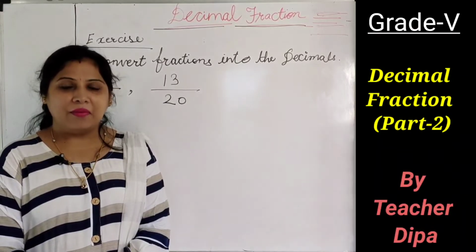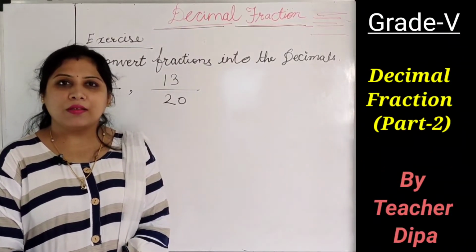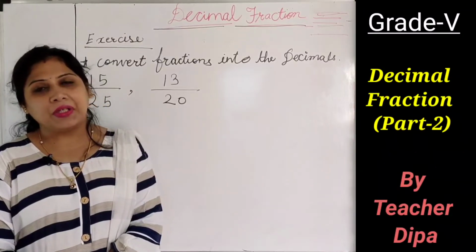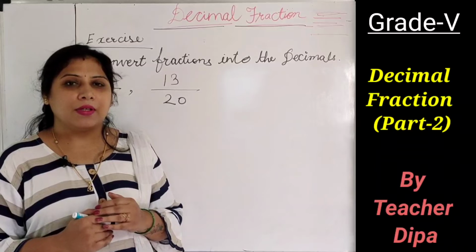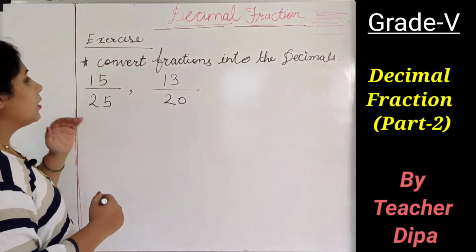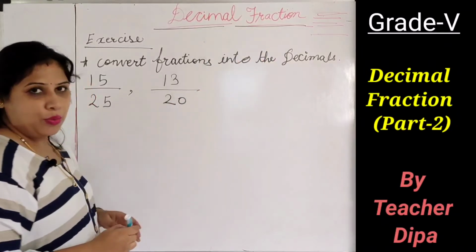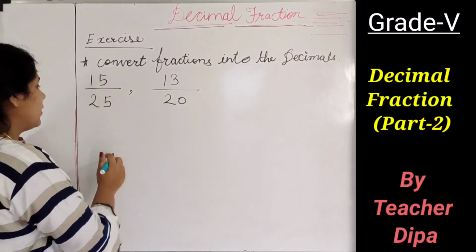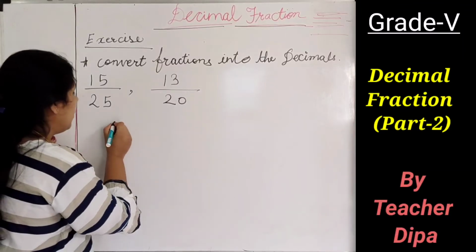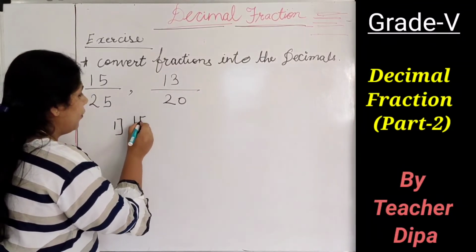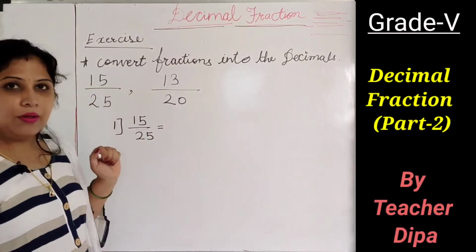Here it's time to solve our recapitulation exercise. On the basis of both the topics, how to convert fraction into decimal and decimal into fraction, we have some examples. So let us start with our first sum, that is convert fractions into decimals. In that, the first is 15 upon 25. Now, how to convert 15 upon 25 into decimal form?